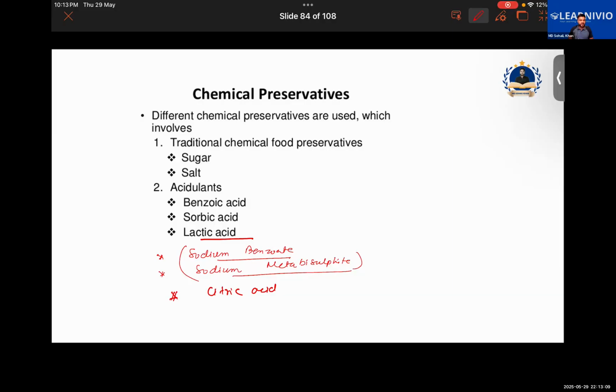Also, it will depend upon what food item we have. Okay? Because we cannot add sugar to meat, right? In order to preserve it.